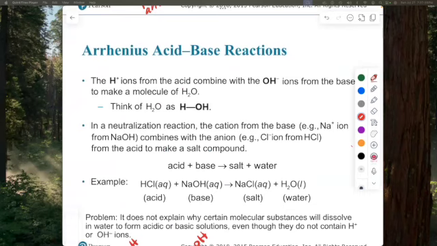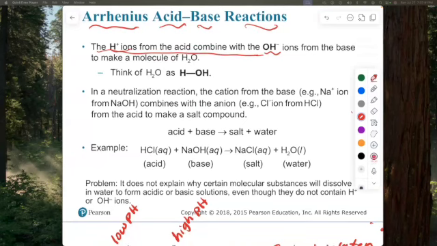So here we're told hydrogen ions from the acid combine. Oh, this is in the context of a chemical reaction, so we're looking at Arrhenius acid-base reactions. I forgot to read the title, y'all. So hydrogen ions come from the acid, right? And combine with hydroxide ions from the base, making a molecule of water. So think of H2O as hydrogen combined with hydroxide. Remember, the hydrogen was positive, the hydroxide was negative. As they form the ionic molecule or compound, they neutralize each other.